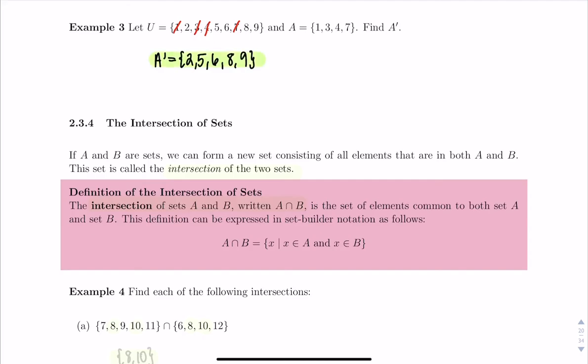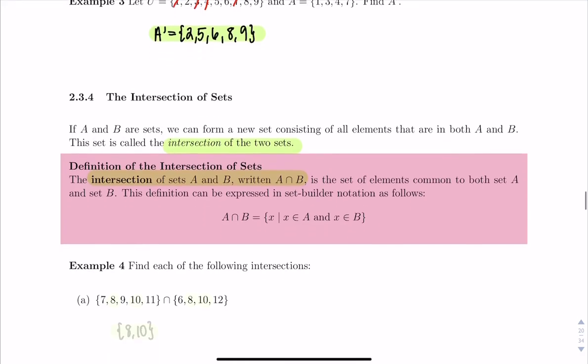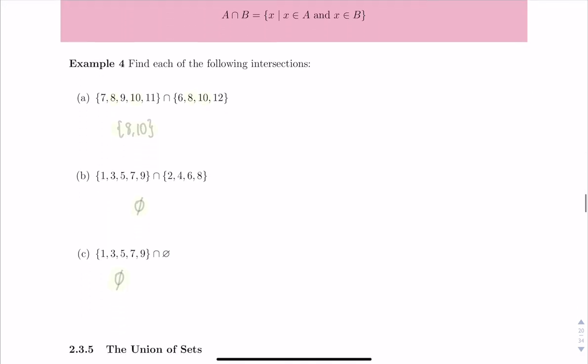If A and B are sets, we can form a new set consisting of all the elements that are in both A and B, and this is called the intersection. So the intersection of sets A and B, written with this symbol, almost like a cap, A ∩ B, is the set of elements common to both set A and set B. And so let's find each of the following intersections.